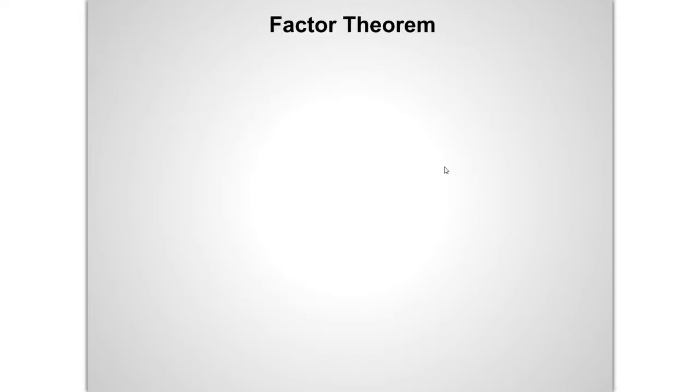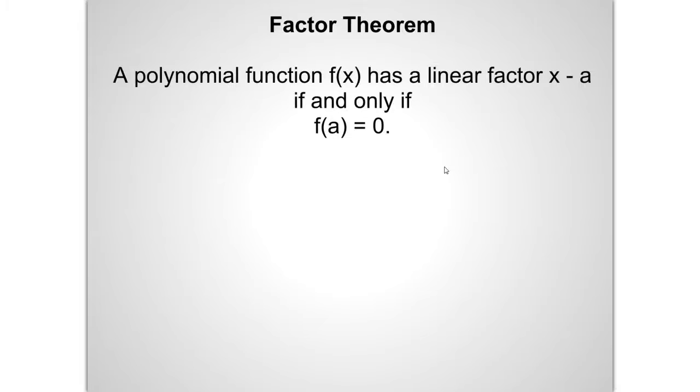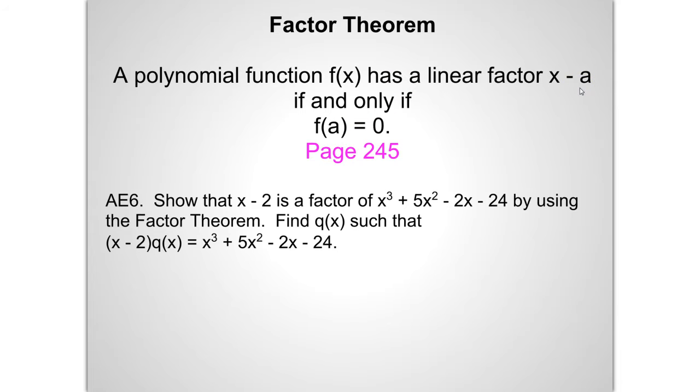The other important theorem from this lesson is the factor theorem, which on page 245 is stated as follows. A polynomial function f of x has a linear factor x minus a if and only if f of a equals 0. So the if and only if means it's biconditional, so it says if you have a linear factor of x minus a, then f of a will be 0. Also it means if f of a is equal to 0, then the function has a factor of x minus a. So if we wanted to show that x minus 2 was a factor, we can use the factor theorem.